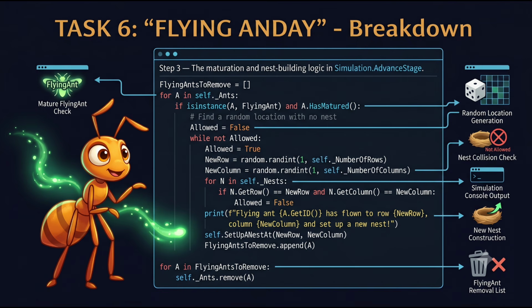So once a flying ant has set up, that addresses the part where the question says once a flying ant has set up a new nest, the flying ant dies. So the deletion list removes it from self.ants. And that's it.